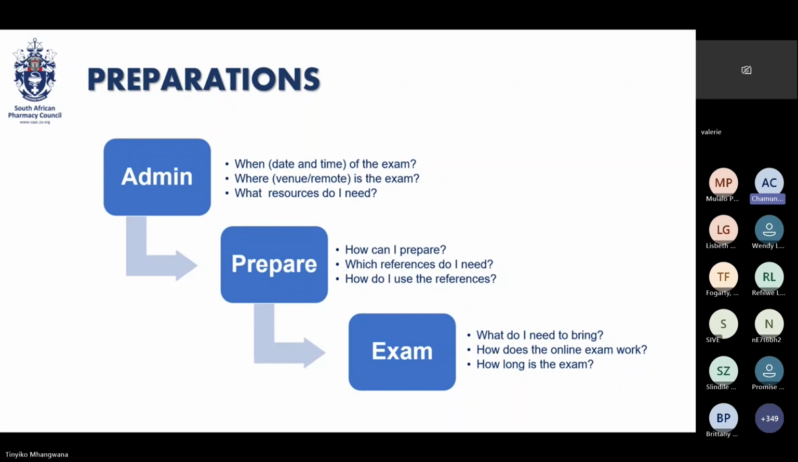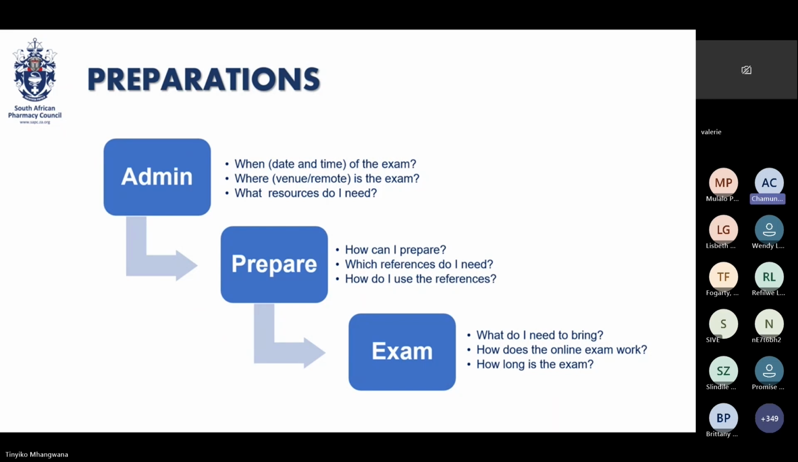So again, just to reiterate, it's important for you to know the date and time of the exam. So the when, and then the venue. If you don't have a quiet place for you to write the exam, I think the Pharmacy Council can help with that. Also make sure that you have all the resources that you need for the exam.